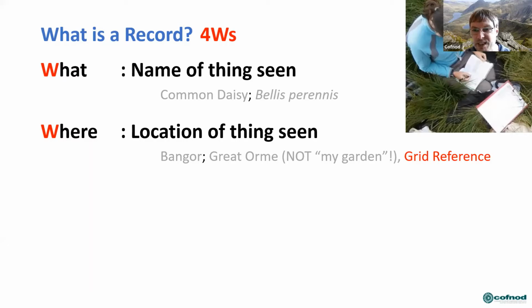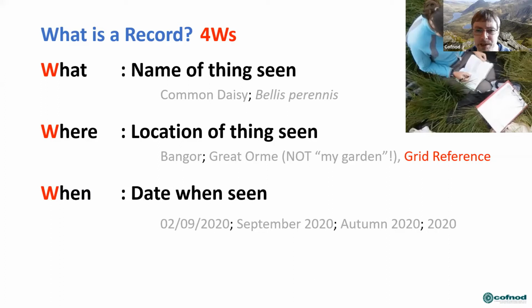The critical thing is a grid reference, because without that, we don't really know where in Bangor or where on the Great Orme you might have seen this plant. I know Delyth is going to explain more about this. And then the when, the date. It's always good to give a nice accurate date when you've seen a plant, particularly if it's flowering at an unusual time, because that also gives Delyth a bit more confidence about verifying a record.